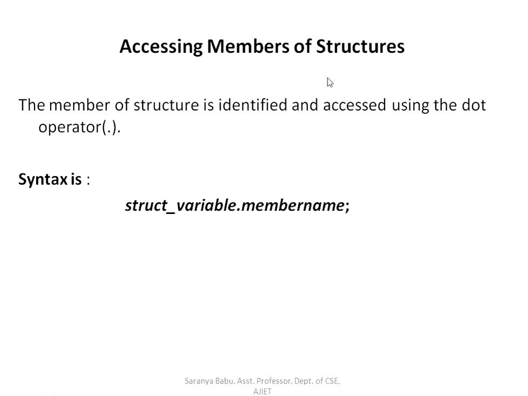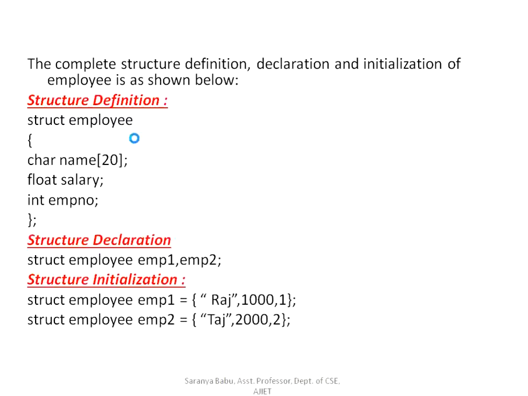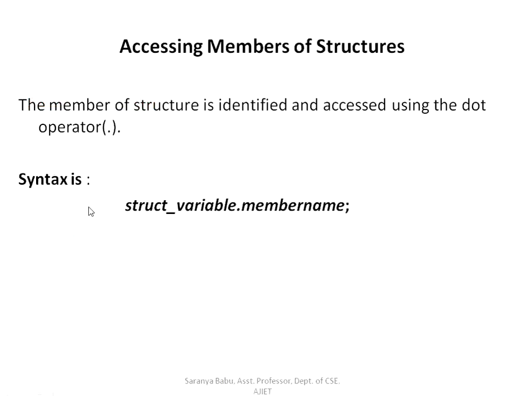Now how are we accessing members of structures? Clear? The member of a structure is identified and accessed using the dot operator. Members are given like this, right? Suppose I want to take the value of only the salary, employee 1's salary. I know it is 1000. I want to access it. How will I access it in the program?